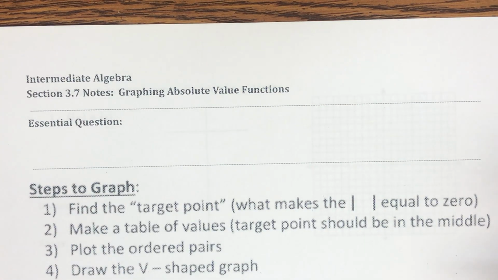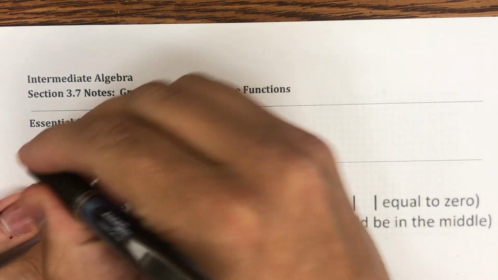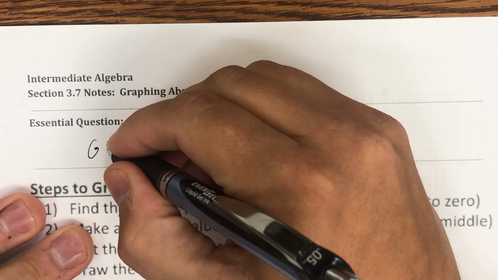All right, Mr. Ahmed here for 3.7. Goal for today is to graph absolute value functions. So these are going to be a little bit different. How do I graph an absolute value function?